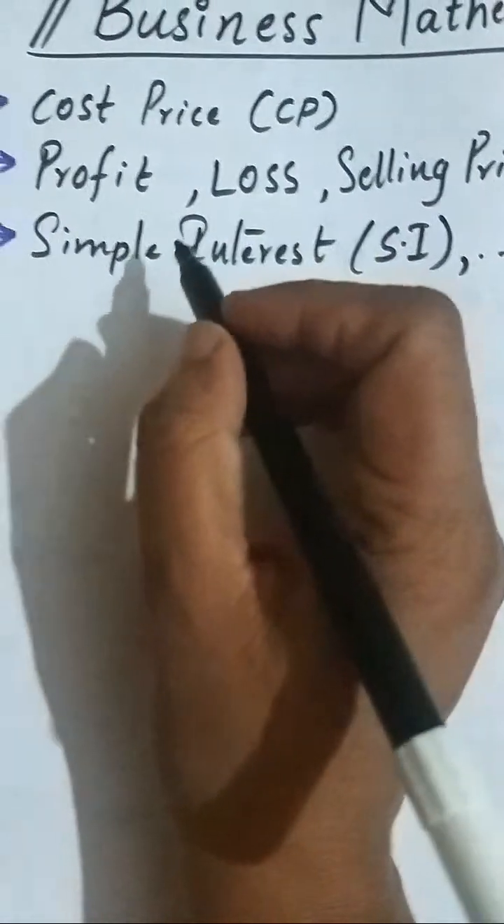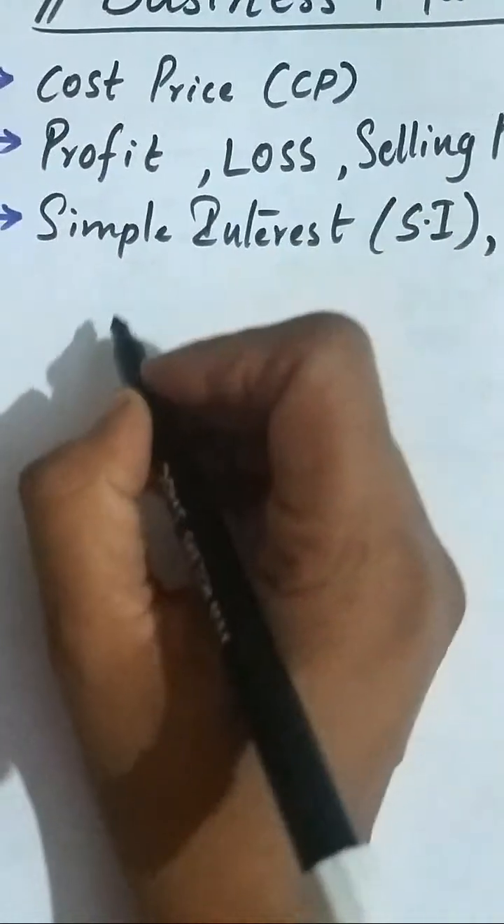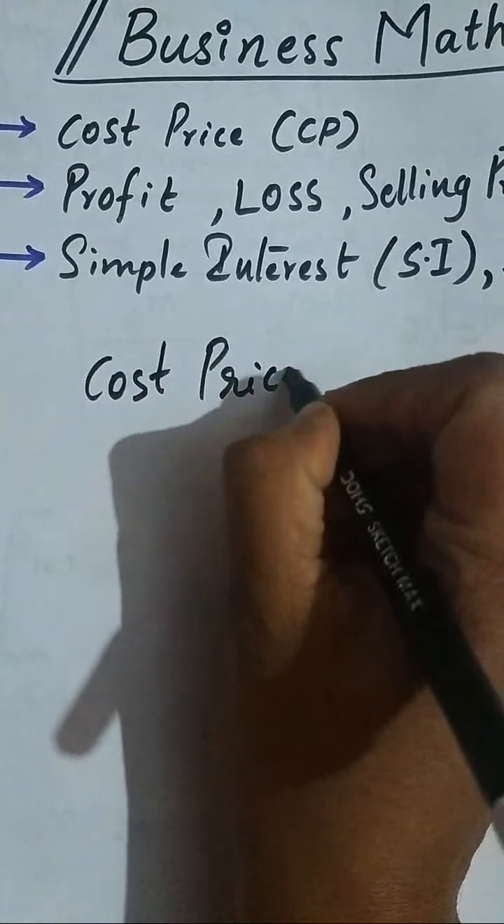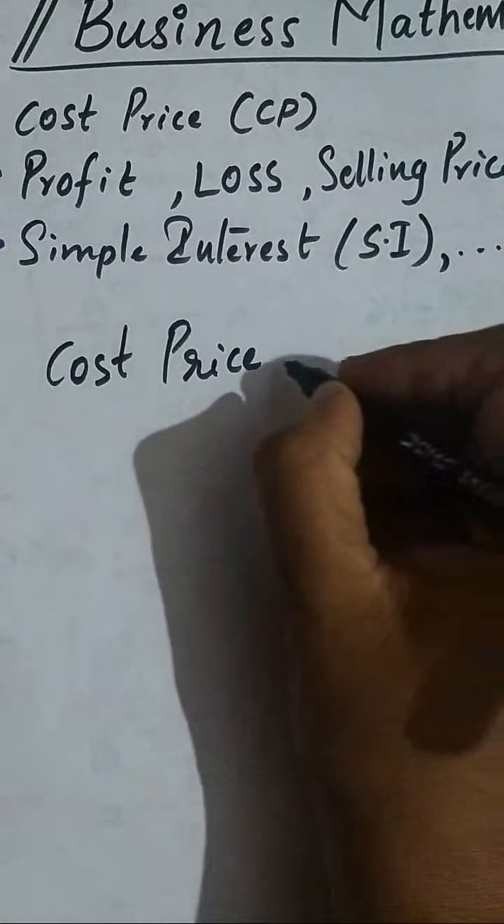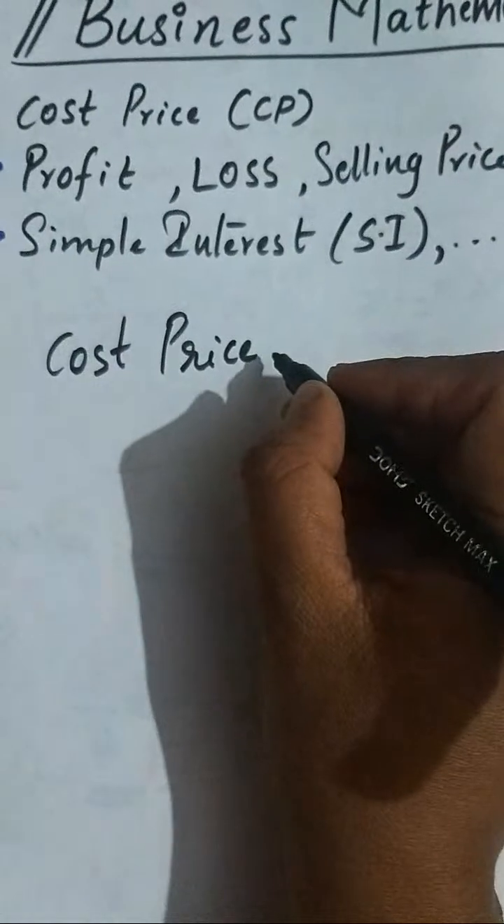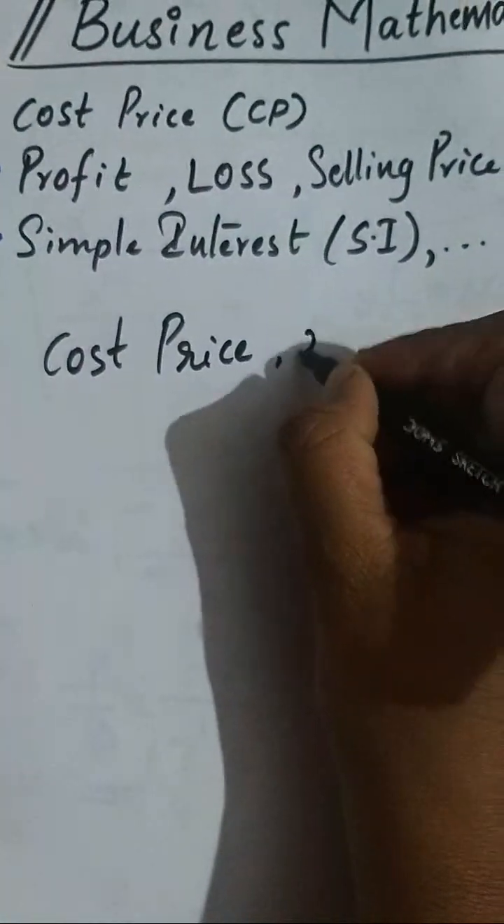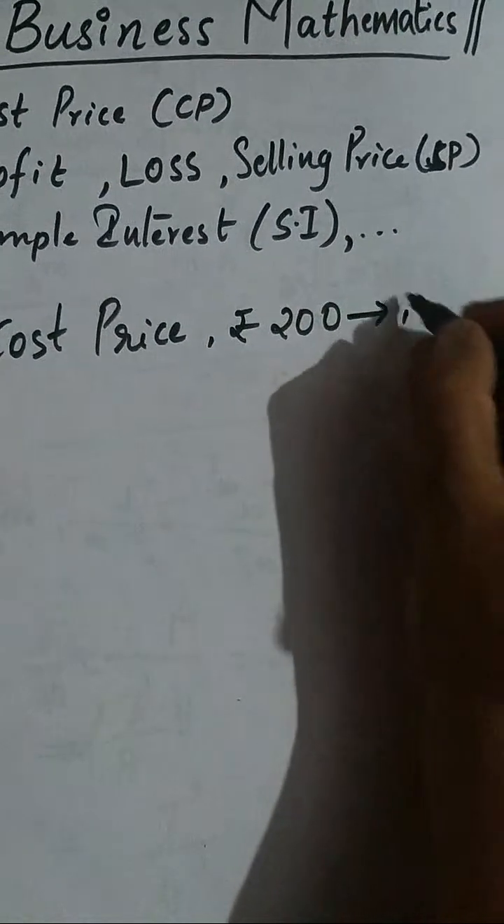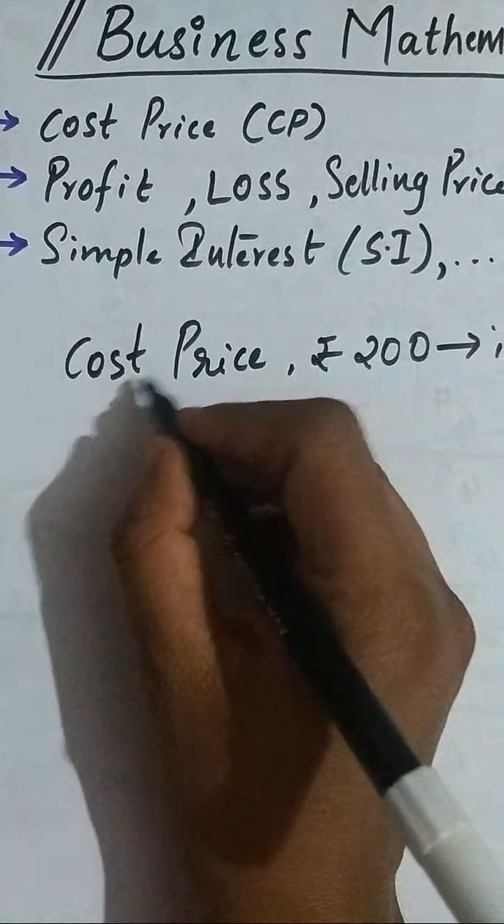Whenever an object or an article is purchased, the price paid is called the cost price. When we purchase anything like a bicycle or any chocolate, say for rupees 200, then that price of an item is called the cost price.